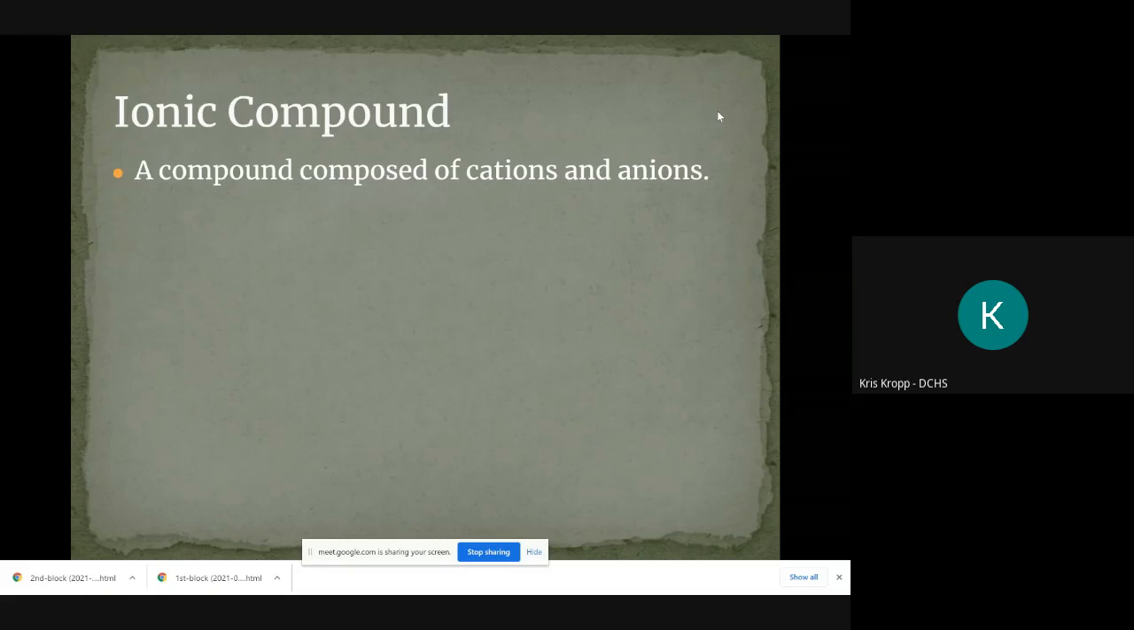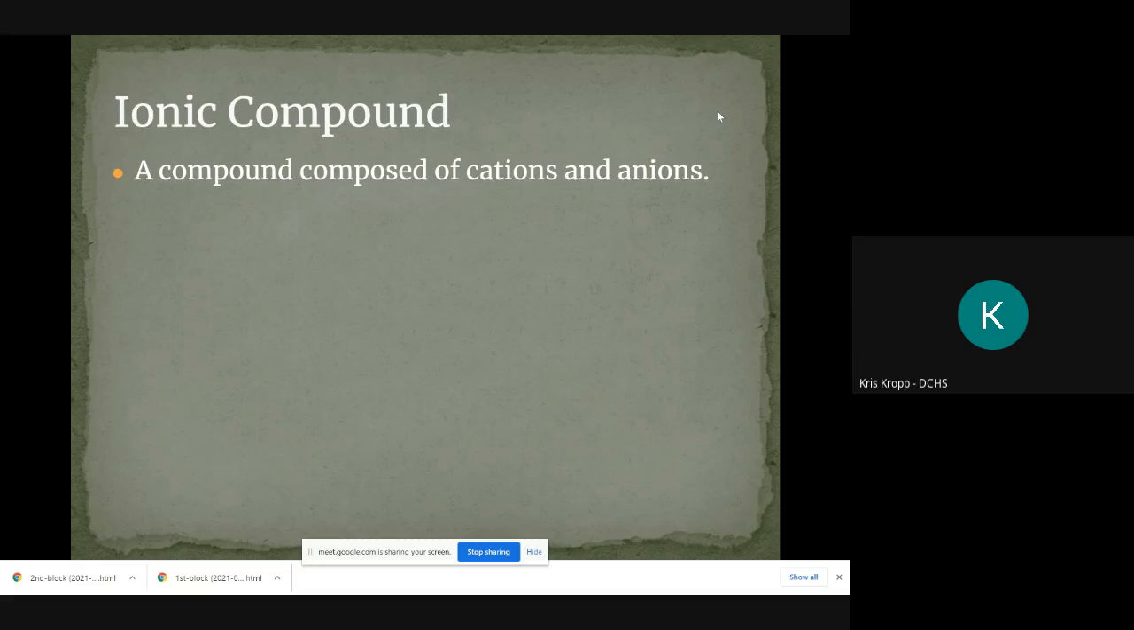Ordinary table salt is probably the most common example of an ionic compound. You guys would all be familiar with ordinary table salt. White crystalline solid, readily dissolves in water, has a very, very high melting point. You would not be able to melt table salt on your stove.